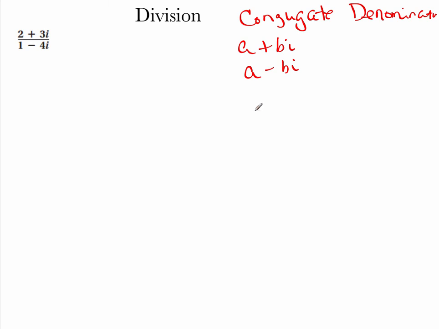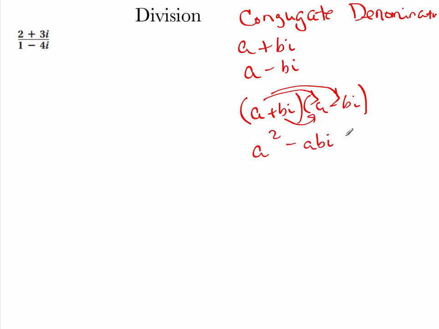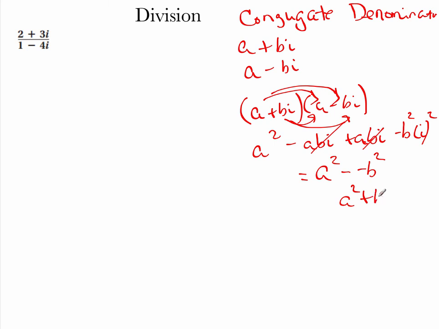Now let's look at what happens when we multiply a plus bi times a minus bi. All right, when I FOIL this out, it's a squared minus abi plus abi minus b squared i squared. So these two terms are going to cancel. And when you look at this, this becomes a squared minus b squared i squared. So this becomes a squared plus b squared.